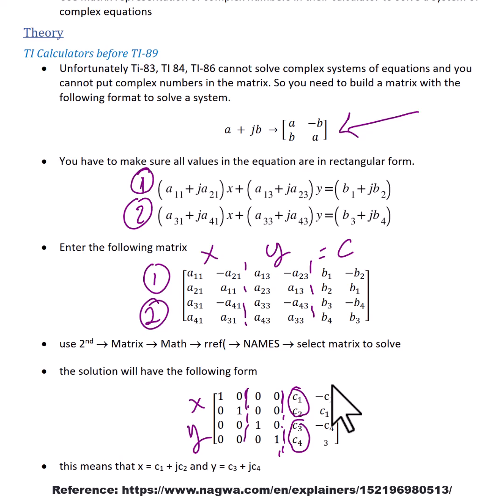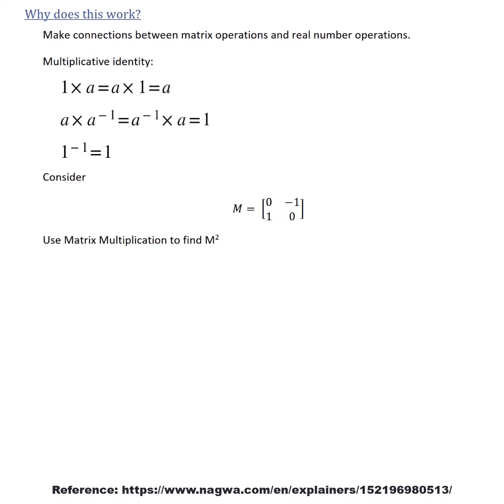Okay, so now that we know how to solve a system of complex equations by using the matrix representation, let's look at why this works. The way that we show that this works is by finding the parallels or the duals with real number operations. So let's think about the multiplicative identity. 1 times a equals a times 1, which equals a. So this is the real number identity.